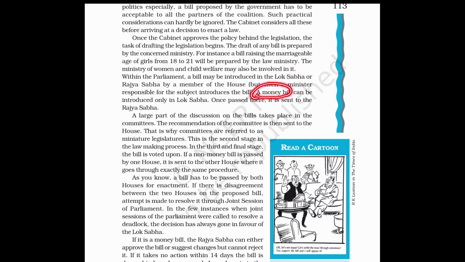But about the money bill, only Lok Sabha में introduce हो सकता है, and once passed, then we can send it to Rajya Sabha just for suggesting the amendments, but not doing anything else.